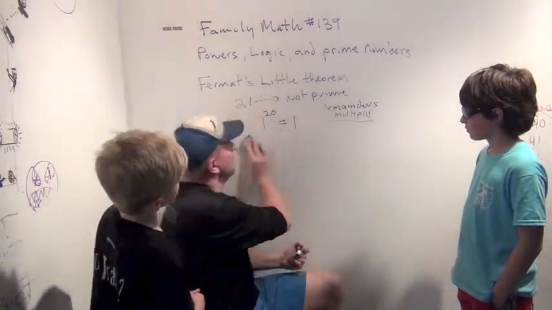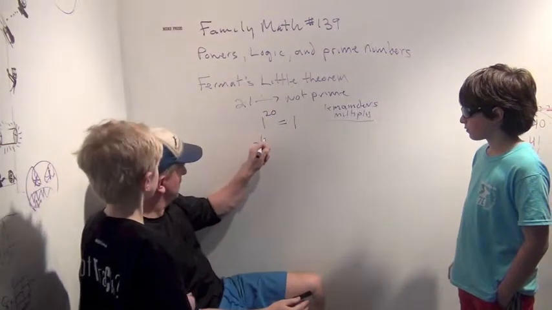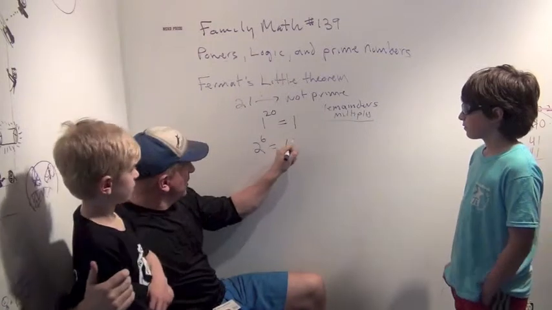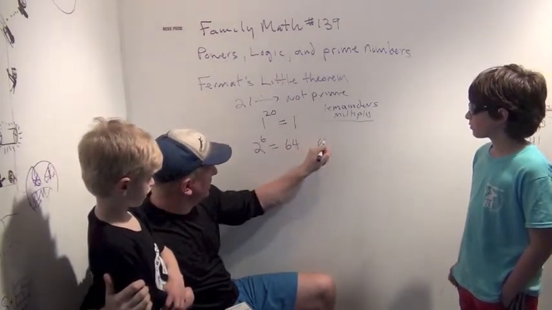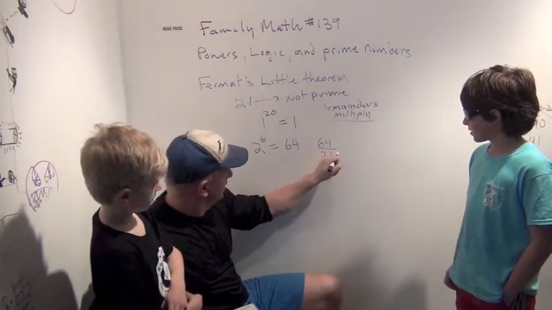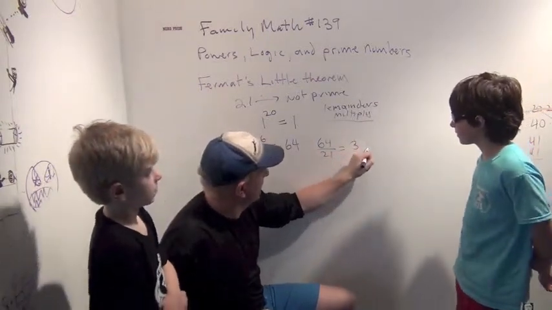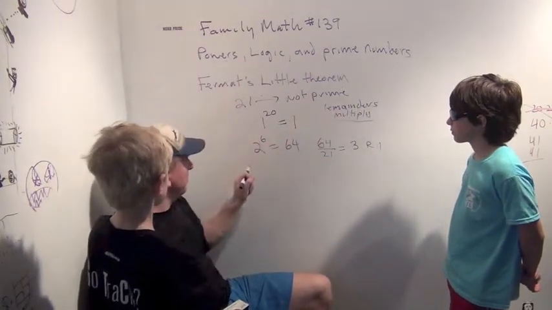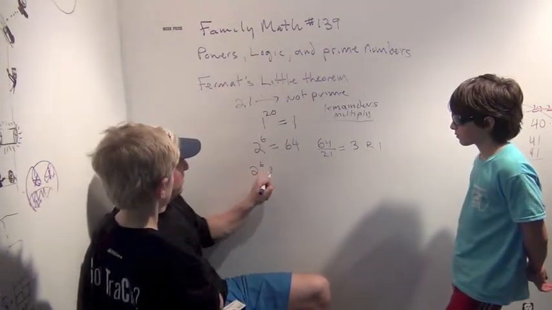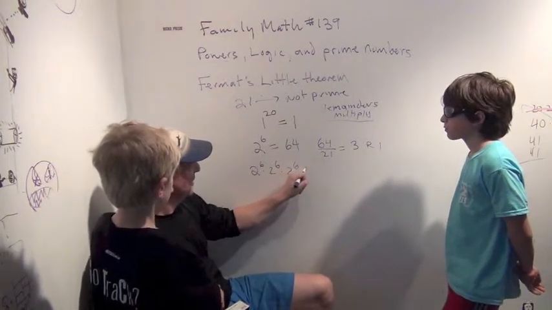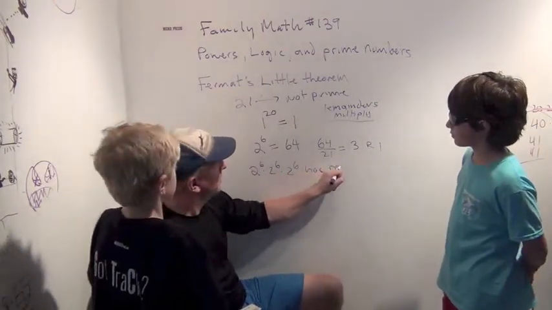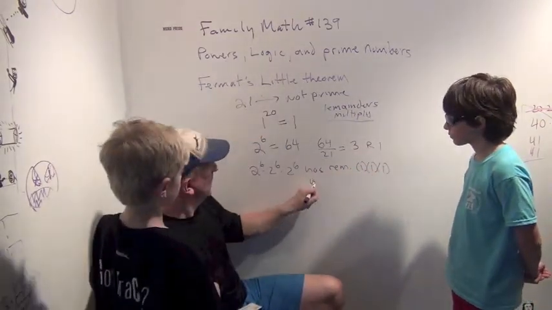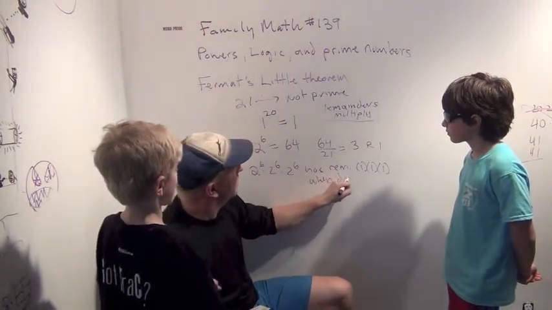So 2 to the 6th equals what? 64. What's the remainder when 64 is divided by 21? Well, it's 1 because 63 is divisible by 21, 3 times, remainder 1. So this has a remainder of 1, and I just said remainders multiply. So 2 to the 6th times 2 to the 6th times 2 to the 6th has remainder 1 times 1 times 1, which is still 1 when divided by 21.